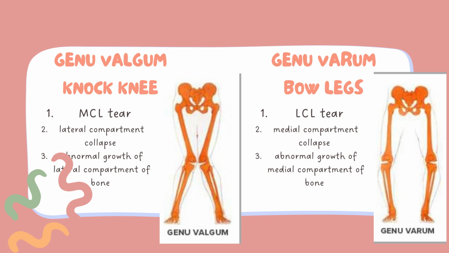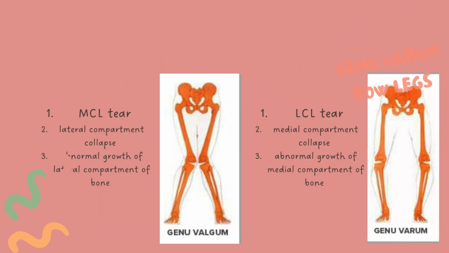And in contrast, genu varum is also known as bow legs, which involves the abnormal growth of the medial compartment of the bones and the lateral collateral ligament tear. As a result, the medial compartment collapses.